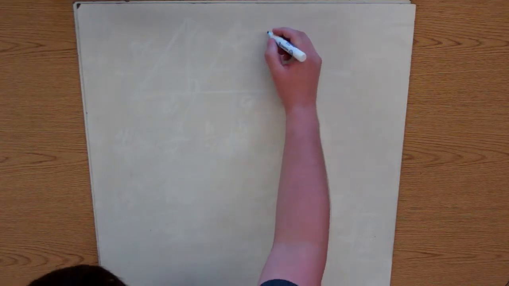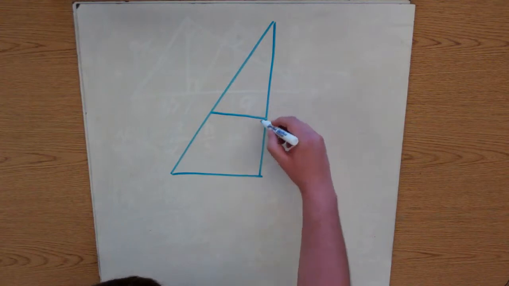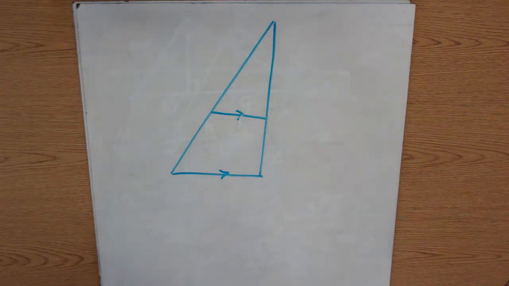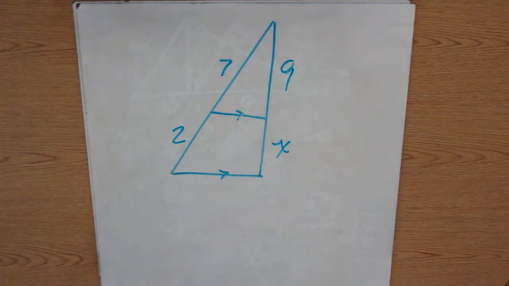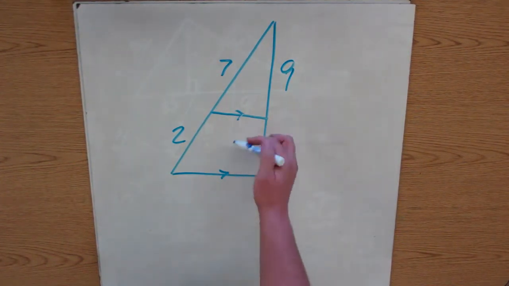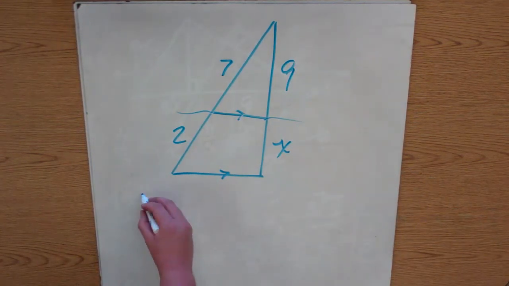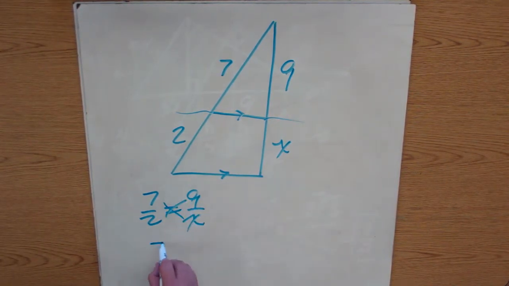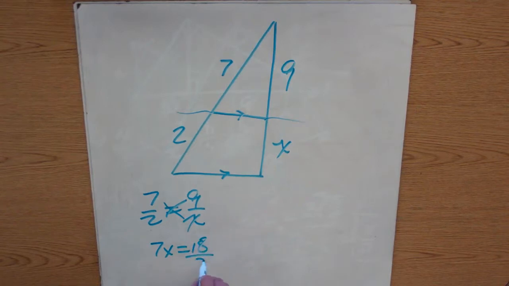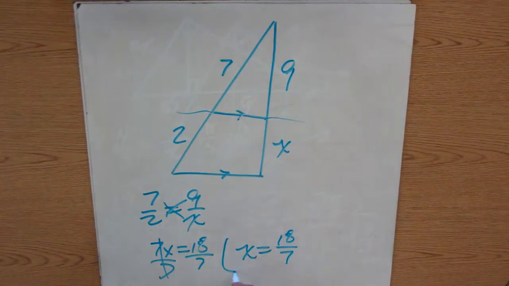Number 12 actually uses what's called the side splitter theorem. Yes, I never actually told you what it was called, but this is what it's called, but that's not important. All right, so we have 7 over 2 and 9 over x. Now, since these two lines are parallel, we can kind of just basically extend this out, and our proportions are already set up for us. 7 over 2 equals 9 over x. Cross multiply, 7x equals 18. Divide both sides by 7, so x equals 18 over 7.